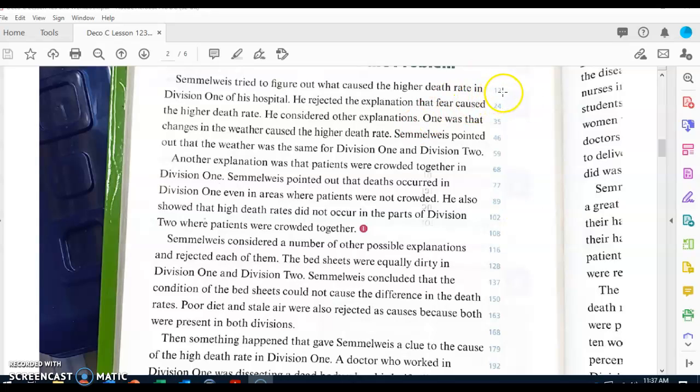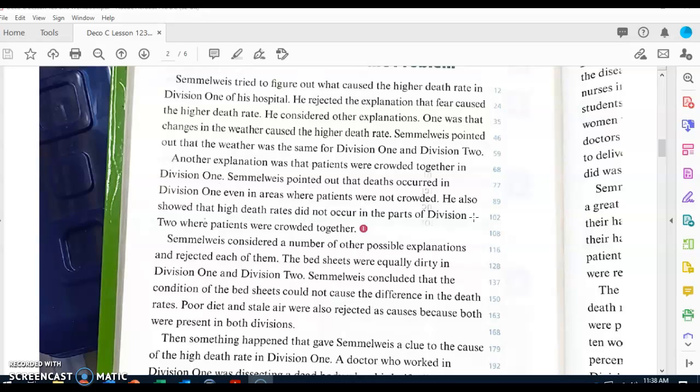Semmelweis tried to figure out what caused the higher death rate in Division 1 of his hospital. He rejected the explanation that fear caused the higher death rate. He considered other explanations. One was that changes in the weather caused the higher death rate. Semmelweis pointed out that the weather was the same for Division 1 and Division 2. Another explanation was that patients were crowded together in Division 1. Semmelweis pointed out that deaths occurred in Division 1, even in areas where patients were not crowded. He also showed that the high rates did not occur in parts of Division 2, where patients were crowded together.